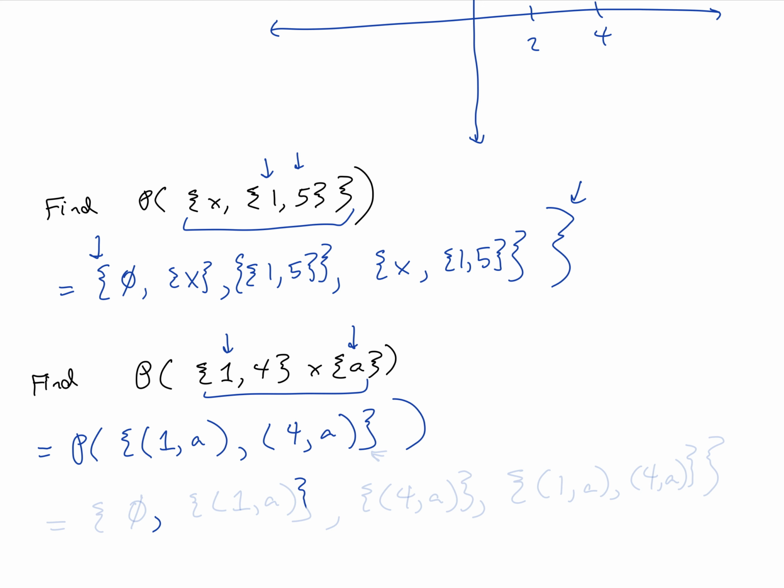Now we want the power set of this 2-element set. And so we're going to have the set containing, as usual, the empty set as one subset. Another subset would be the set containing just the element 1, A. Another would be the set containing just the element 4, A. And the last one would be the entire set itself, 1, A, 4, A. And that is the collection of all subsets of this set.